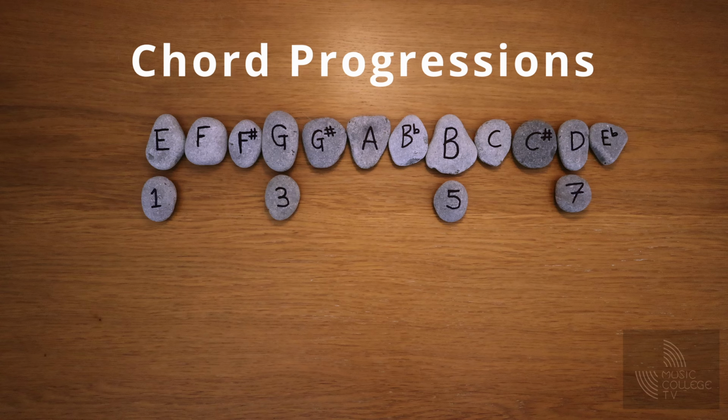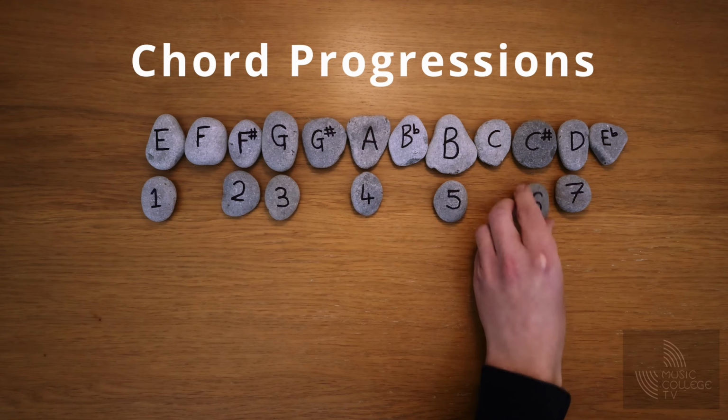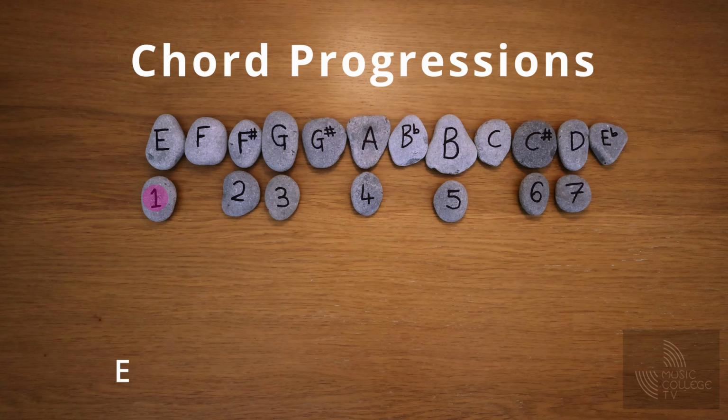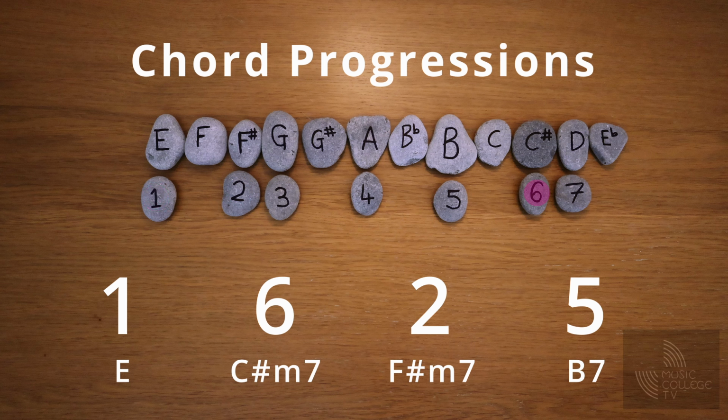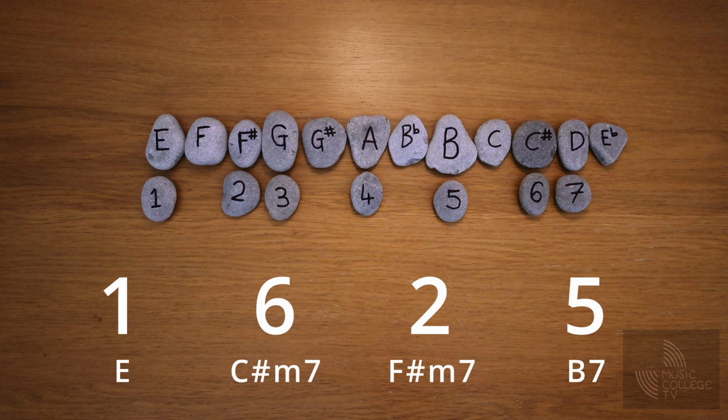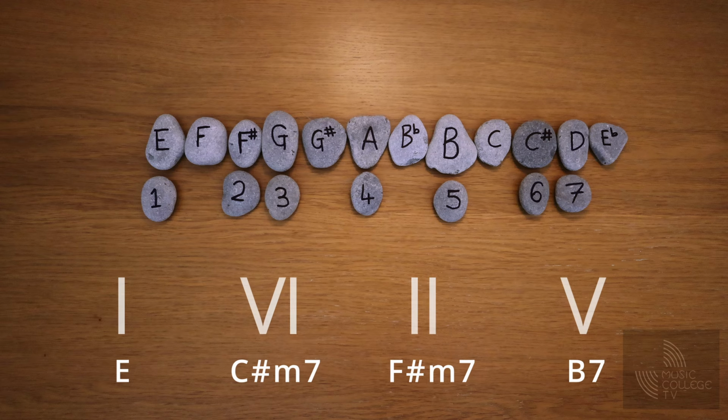One of the most common chord progressions in pop music, found literally everywhere, is this. This all goes back to the Dorian mode. E, C sharp minor 7, F sharp minor 7, B7. 1, 6, 2, 5. In music, this would be shown in Roman numerals.